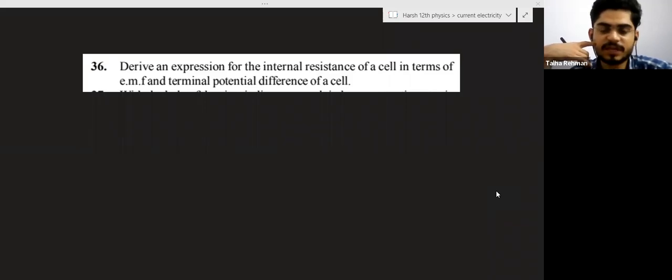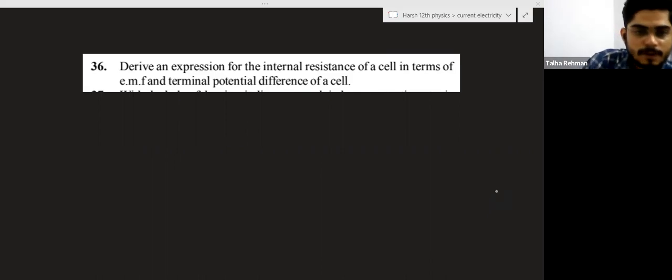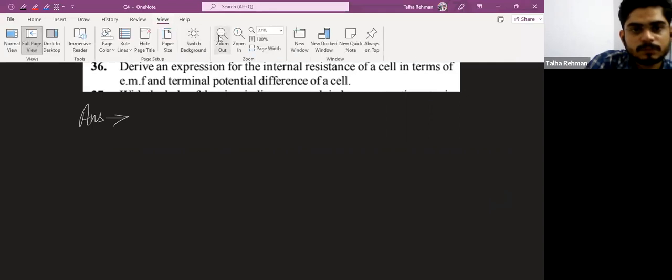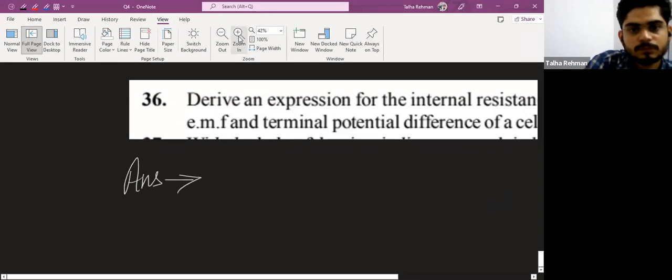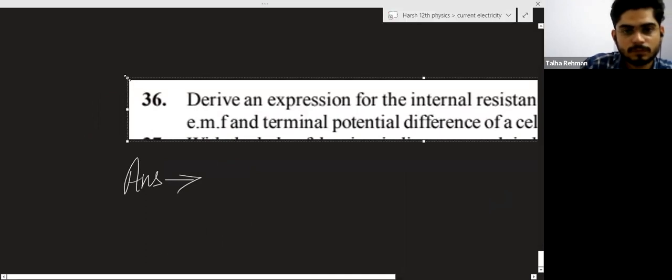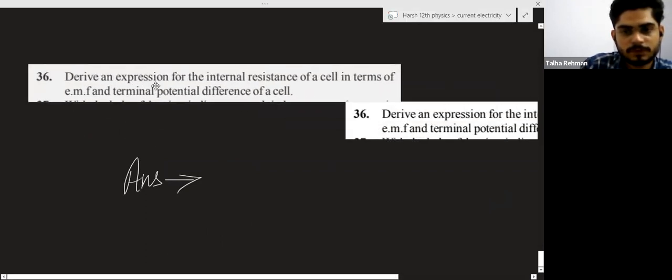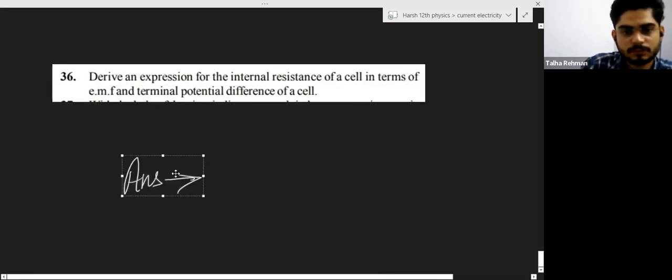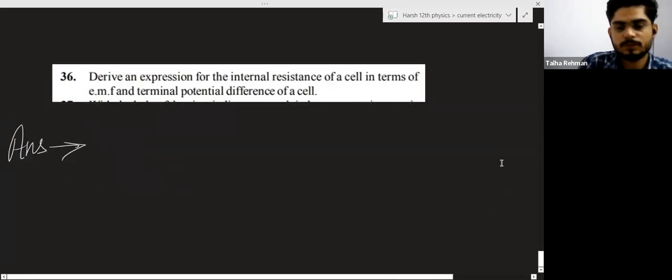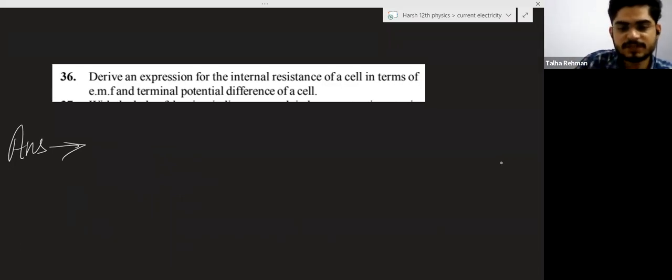In this question, they are asking to derive an expression for the internal resistance of a cell in terms of EMF and terminal potential difference of the cell. This is a very easy question. So what we will do, we will first take a cell.